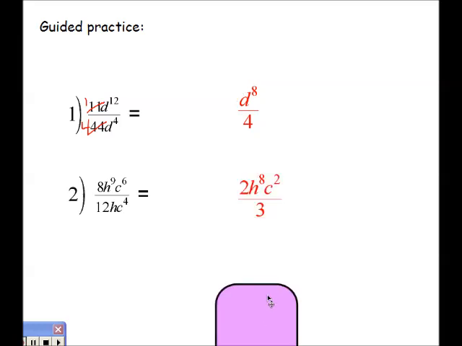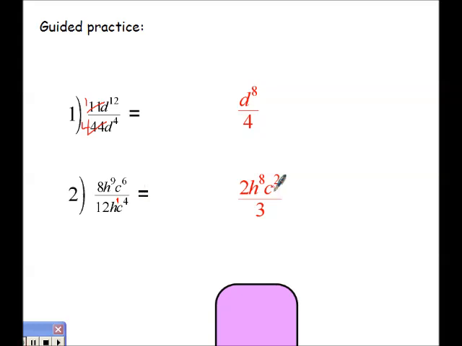And here's my solution. First of all, the 8 over 12 is just like a regular fraction. I just reduced it by dividing each by 4. And then I can do h to the 9th divided by h to the 1. 9 minus 1 is 8, so h to the 8th. And then c to the 6th divided by c to the 4th. Subtract my exponents, I get c squared.